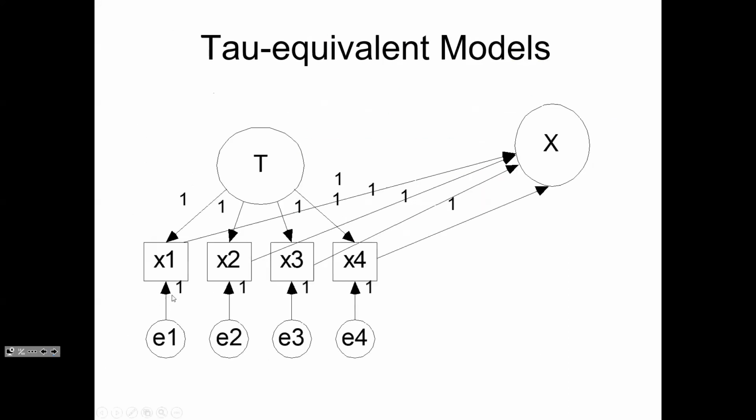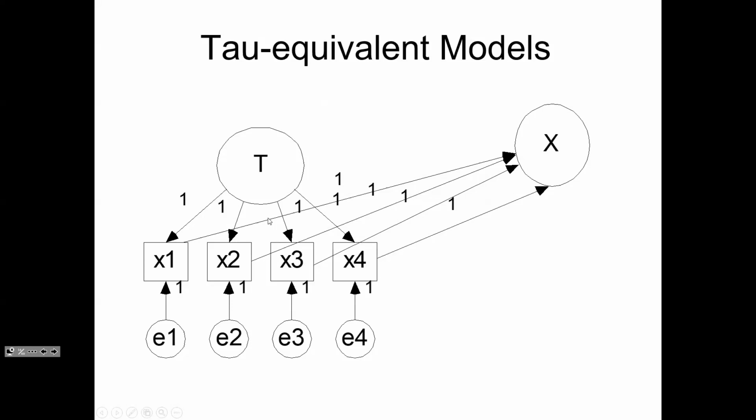Okay, so for our tau equivalent model, what's going to be important here is that we now actually constrain all of these loadings to be equal. There are a couple of different ways that you can do this, but the way that I'm going to suggest is to constrain the variance of the factor to be equal to 1, and then to constrain all of the loadings to be equal to each other, rather than, as in this picture, showing all of the loadings constrained to be equal to 1.